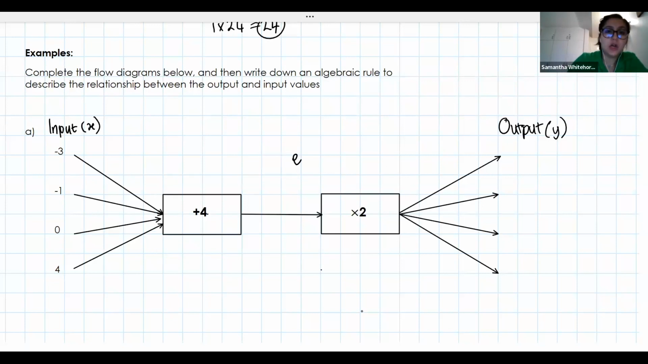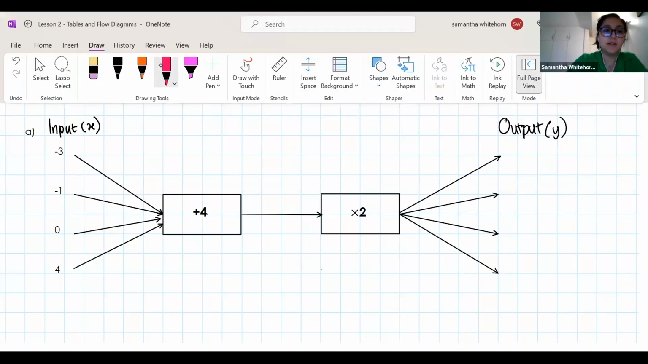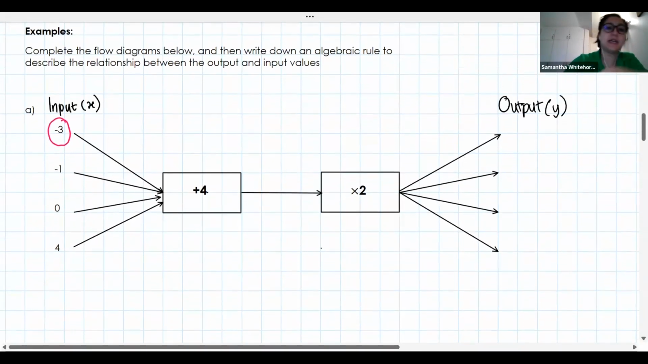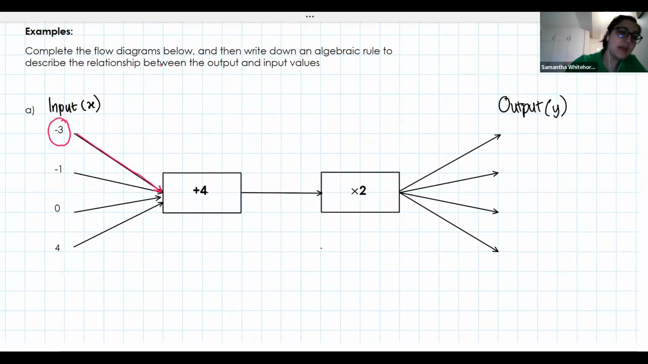All right, so we're going to have a look at this first one together, and then you're going to try some by yourselves. If we start with an input value of -3, so remember, this is my number machine. I'm putting -3 into my machine, and the first thing that's going to happen to it is I'm going to add 4. So if I start with my first input of -3, I'm adding 4 to it. Now, hopefully we remember from our integer section how to do this. -3 plus 4 gives me 1.